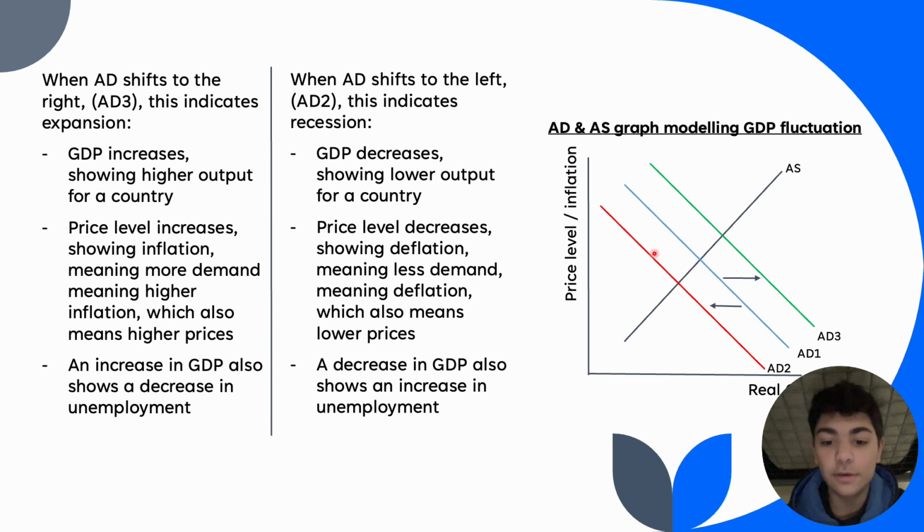Now, on the other hand, we'll look at a recession now, which is this red line, a shift to the left on aggregated demand. So this means that there will be lower output for a country as GDP is decreasing. Now, this also means that price level will also be decreasing, which shows deflation. Going to the left here, deflation. And a decrease in GDP also shows an increase in unemployment. This is because there will be less demand as aggregated demand moves to the left, meaning fewer people will need to be hired to work.